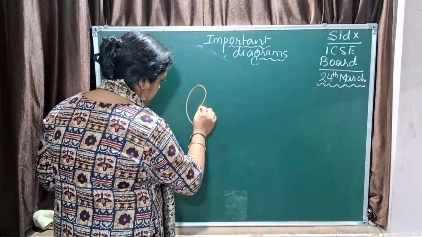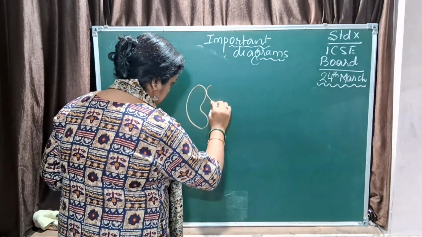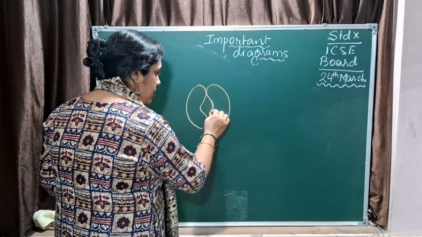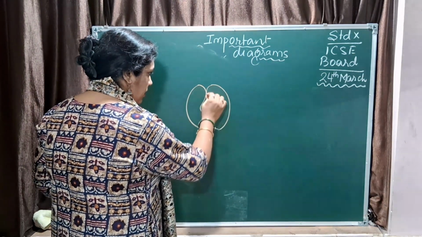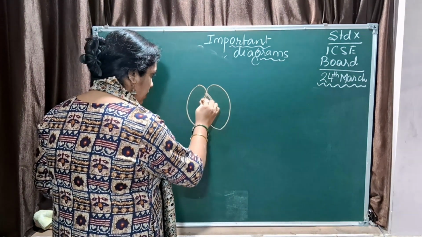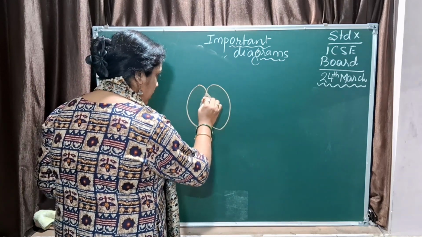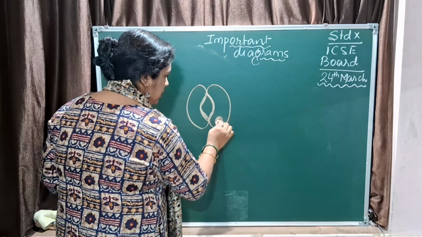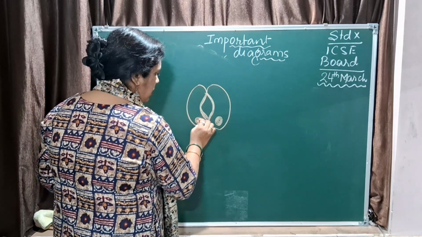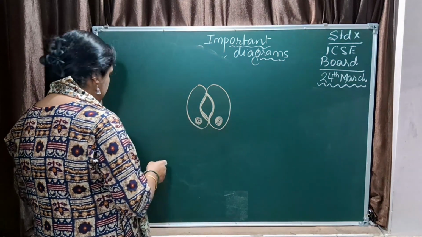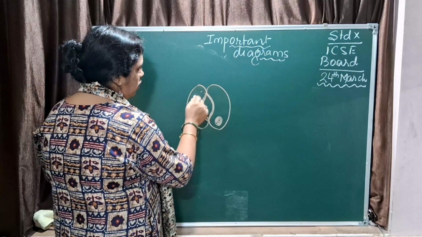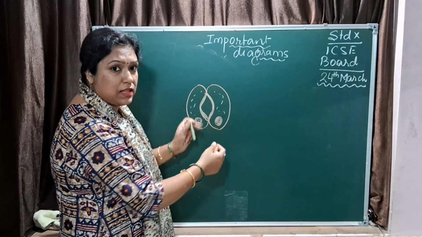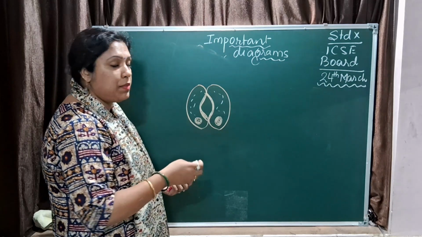Make a bean shaped cell, and remember the inner layer is thicker. So you have to make it thicker and the outer layer is thinner. It has got the nucleus and it has got the chloroplast. This is your guard cells and the stomata, and there are neighboring cells.